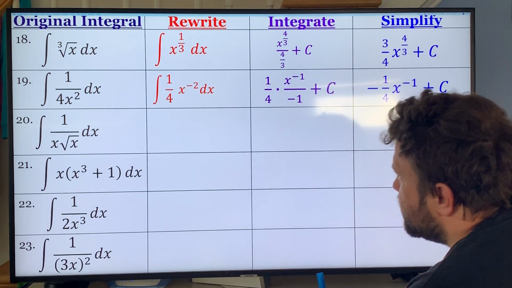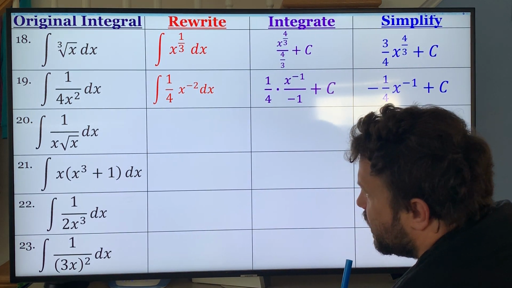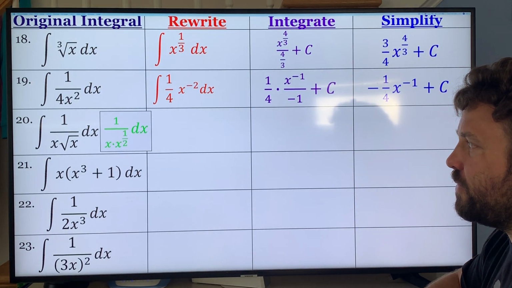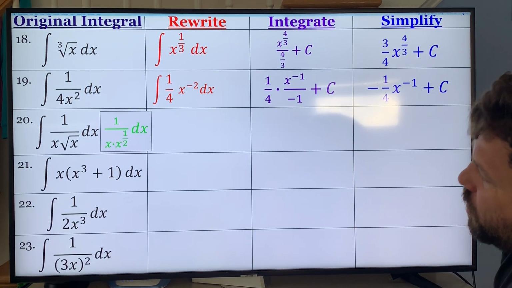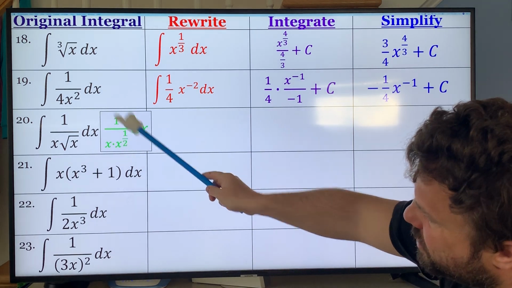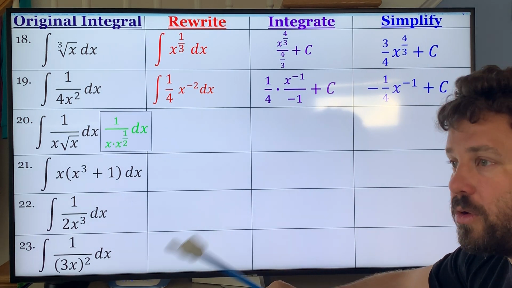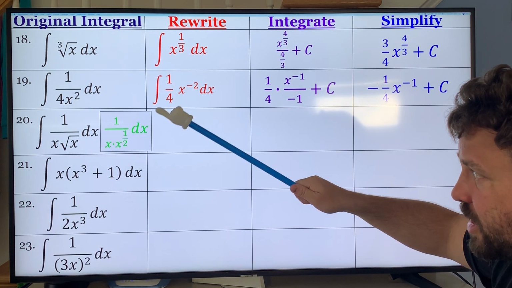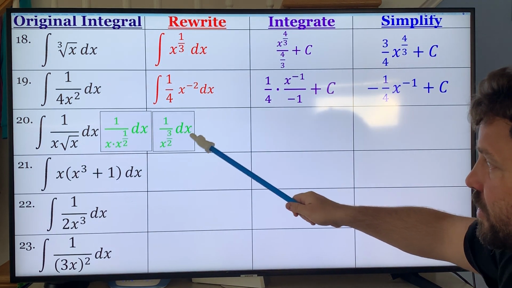Ooh, x radical x. That's a tough one. Well, x is x to the first. Radical x is x to the 1/2, right? So, what is x times x to the 1/2? Remember, when you multiply variables, you add their exponents, so it's 1 plus 1/2. 1 over x to the 3/2.